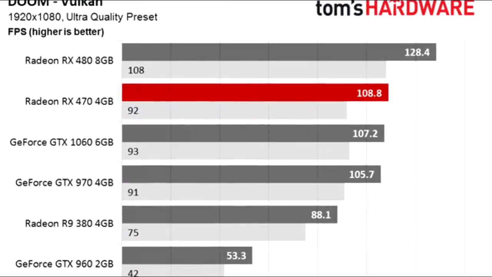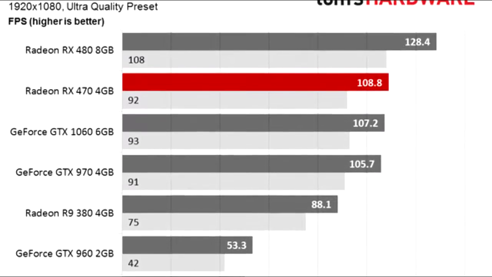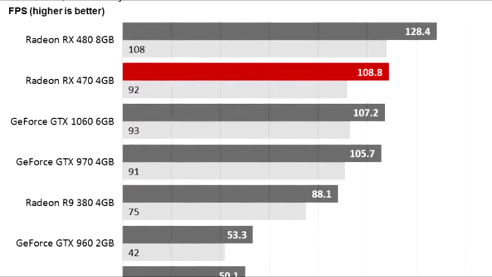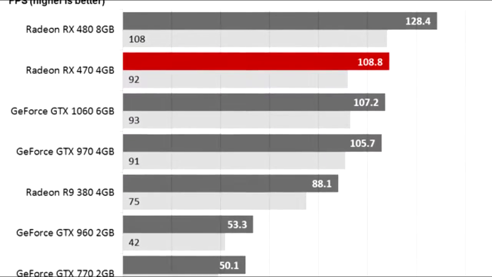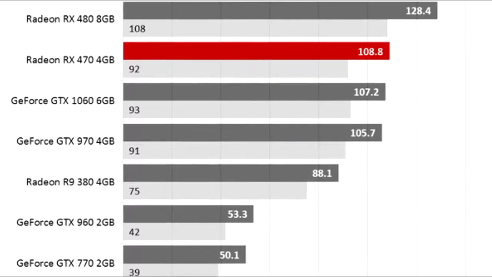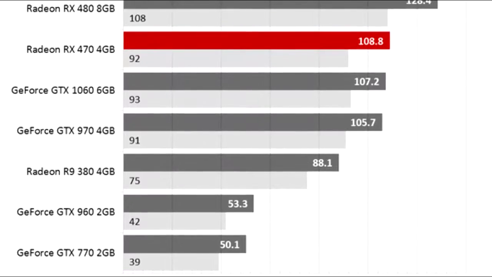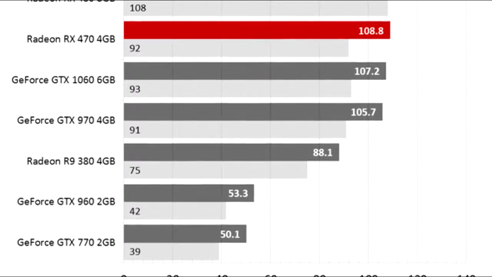Benchmarks of Doom in Vulkan at 1080p Ultra quality preset, it gets about 108 FPS, which is very playable in my opinion. Anything above 60 FPS is playable in my opinion. So it gets around 108 FPS, which is higher than the GTX 1060 6GB variant at 1080p. The RX 470 and the 480, the new RX line, really shine in the Vulkan and DirectX 12 APIs, which is good.